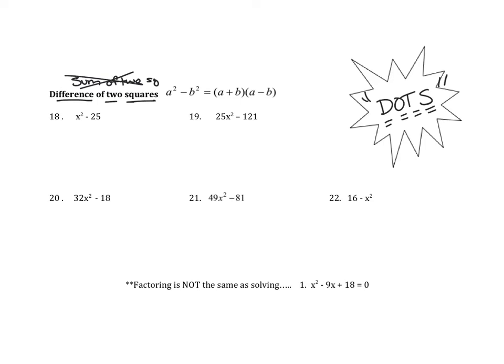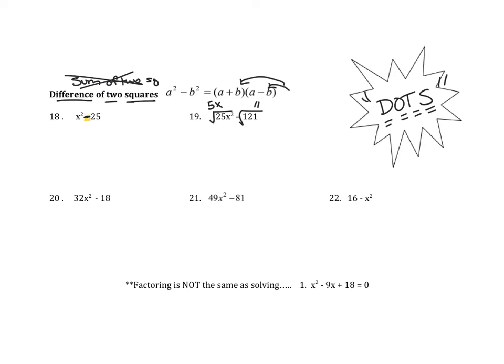Notice all of them are the difference of two squares. Notice that they're all the difference of two squares. So this problem is very simple. You take the square root of the first and the square root of the last. So let's pick number 19 to look at. If I'm going to do the square root of the first term, I get 5x. And if I do the square root of the last term, I get 11. So those are the two numbers that go inside my parentheses.